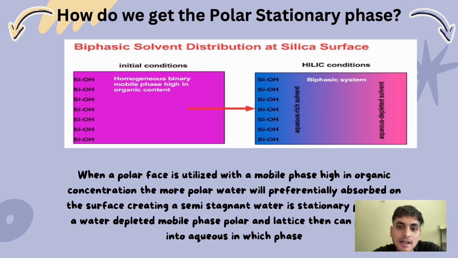And there is this other system where there is aqueous depleted solvent, which means that there is less water in that part. So this happens when a polar phase is utilized with a mobile phase high in organic concentration. The more polar water will preferentially adsorb on the surface, creating a semi-stagnant water layer on the stationary phase. A water depleted mobile phase, polar analytes then partition into the aqueous layer.